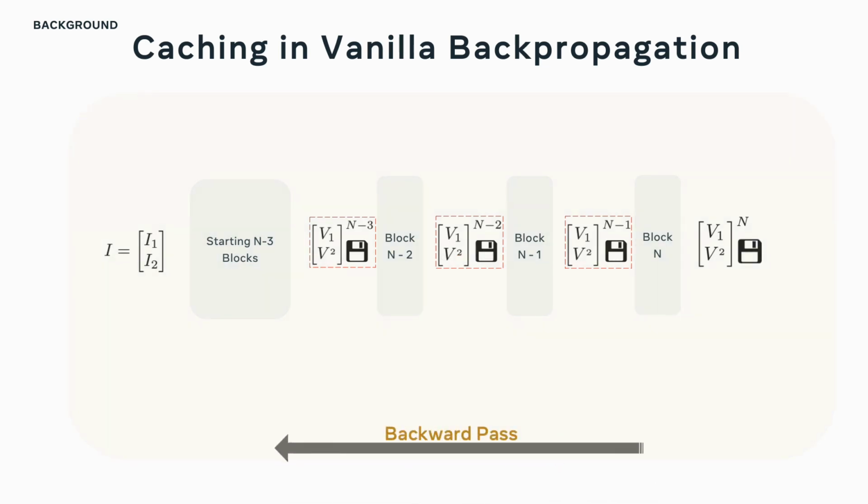Backward pass begins with the calculation of gradient at Vn using the cached activation features. The gradient is propagated to the previous layer where the cached activations Vn-1 are used to calculate the gradients at block n-1. The process of using the cached activations to propagate gradients is repeated all the way to the input block.